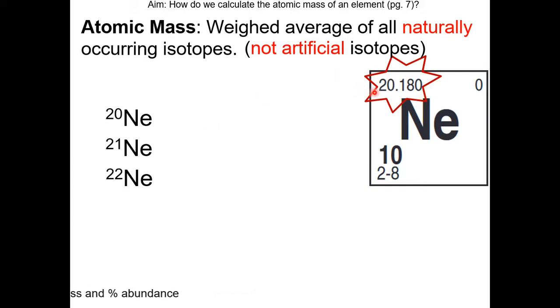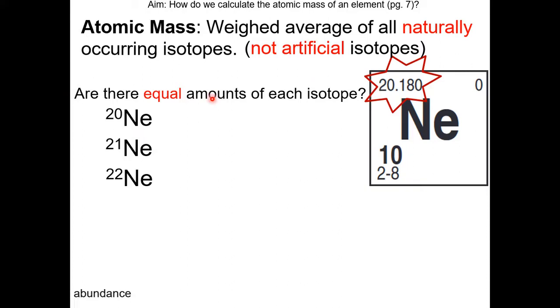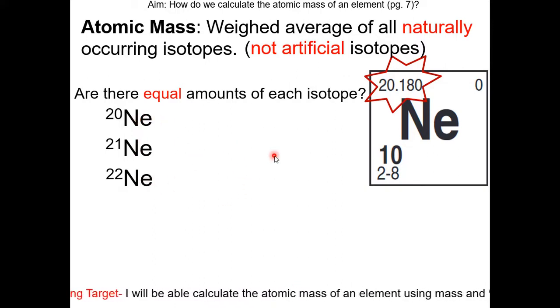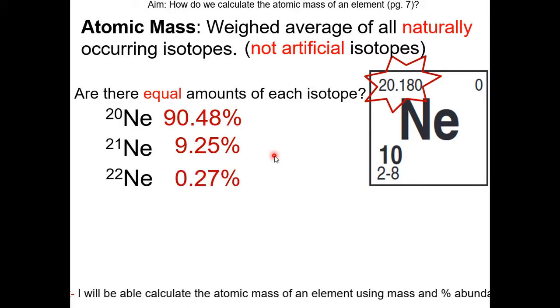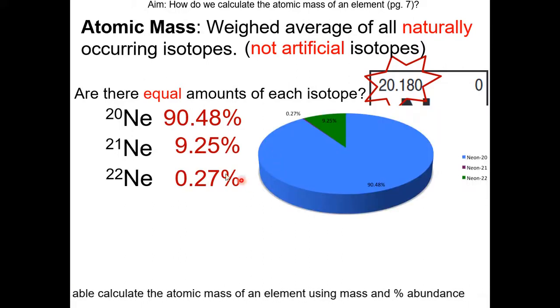Since this number is an average, are there equal amounts of each isotope? The answer is no. Notice that it's closer to the number 20 than 21 or 22. Therefore, there must be more of neon 20 than neon 21 and neon 22. Here is the actual percentage of each neon isotope in nature. As you can see, neon 20 is the most abundant.